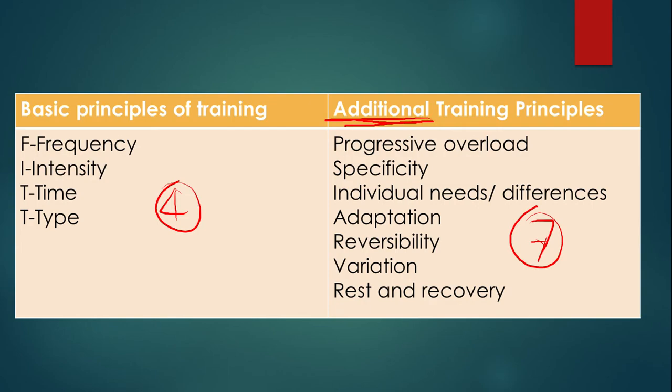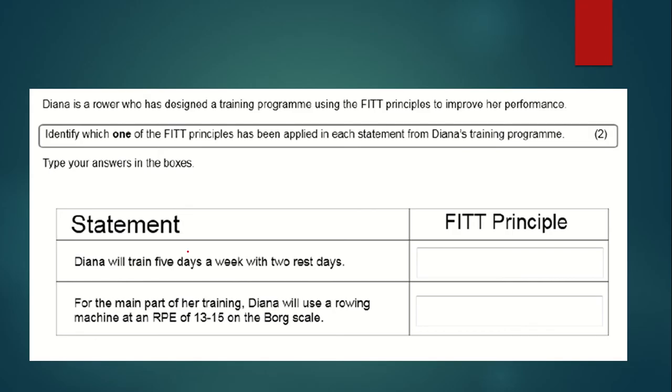Recapping on the left-hand side here, you might get a question like this. Diana is a rower who has designed a training program using the FIT principle to improve her performance. Identify which one of the FIT principles has been applied in each statement. A reminder, that's frequency, intensity, time or type. You have to write into the box whether it's frequency, intensity, time or type.